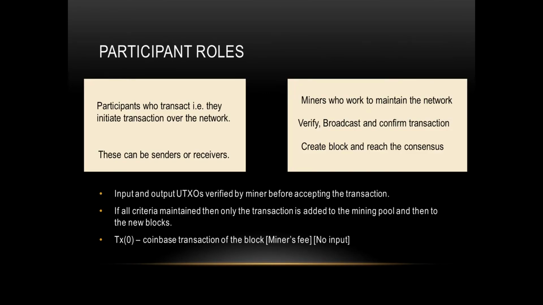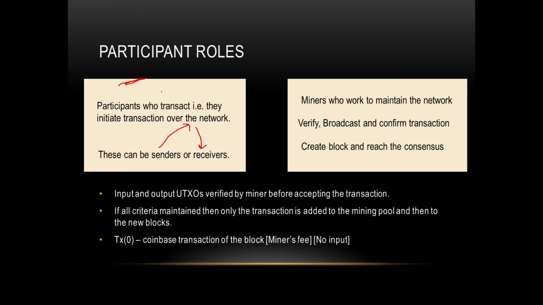Next we have participant roles. So in Bitcoin, or mostly any kind of blockchain, there are two kinds of participants, especially Bitcoin. The first is the person or the people who initiate the transaction, the participants who transact over the network. It can be the senders, it can be the receivers. So senders send some money and receivers receive the money. So there are transactions going on in the network.